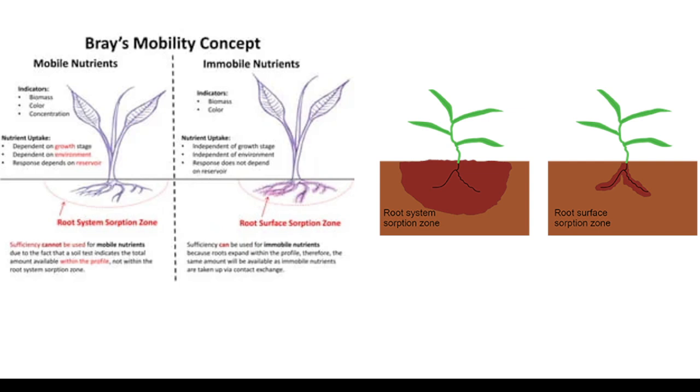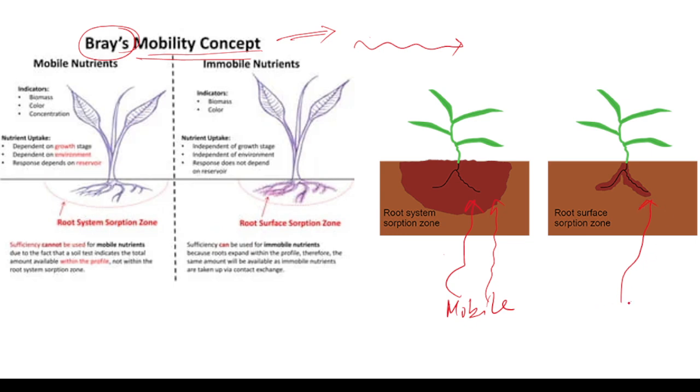Now, another concept, the mobility concept, is given by whom? Bray. Bray gives the mobility concept. Mobility concept means he said that there are two types of nutrients. Some are mobile. Mobile means they move to the plant root. We call it mobile nutrient. In another case, they cannot move to the plant root. We call it immobile nutrient. Okay, which is mobile and which is immobile?